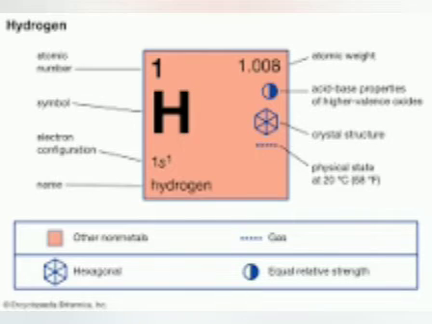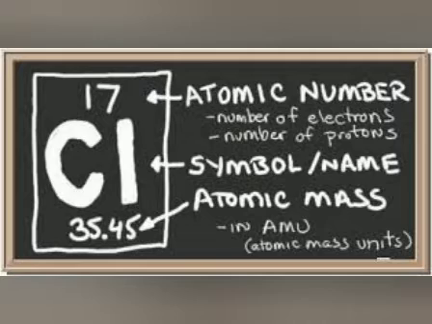Next coming to atomic mass. The total number of protons and neutrons in an atom is called atomic mass. Here we neglected electron mass because electrons have negligible mass.